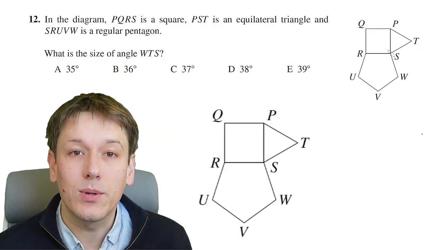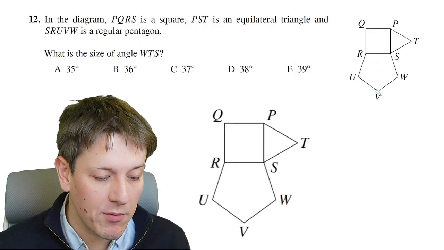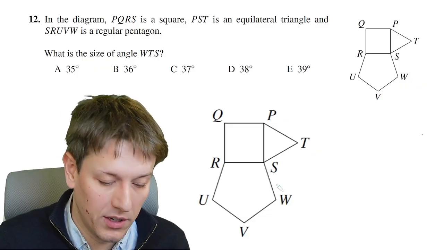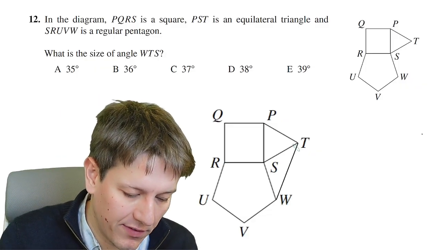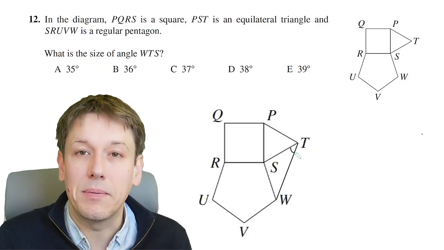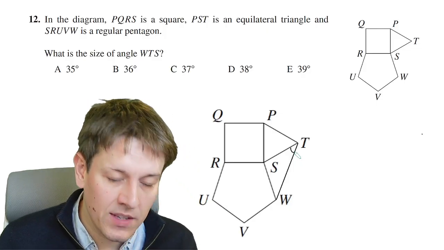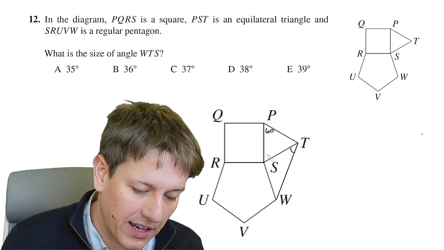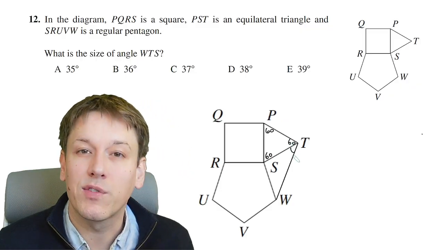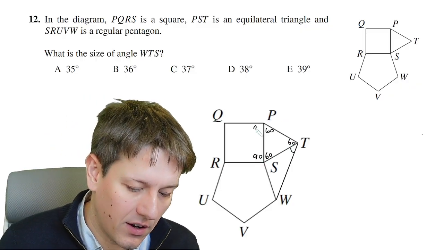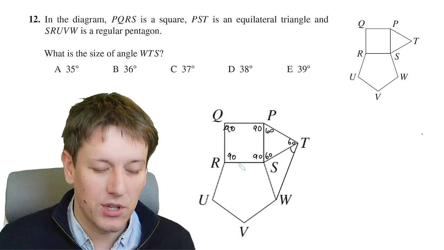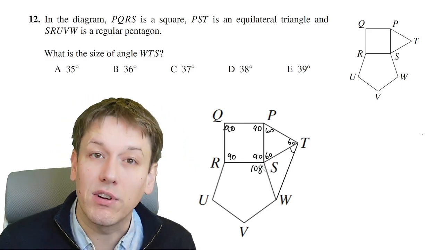So we've got a square, an equilateral triangle, and a regular pentagon, and we want to work out the size of angle WTS. So the first thing we need to do is to actually mark on WTS here, because it's not labelled for us. So WTS would be this angle here. So we'll start with the things we know. So we know in an equilateral triangle the angles are all 60 degrees, and we know of course in a square they are all 90 degrees, the interior angle, and in the pentagon perhaps you know that the interior angles are 108 degrees as well.